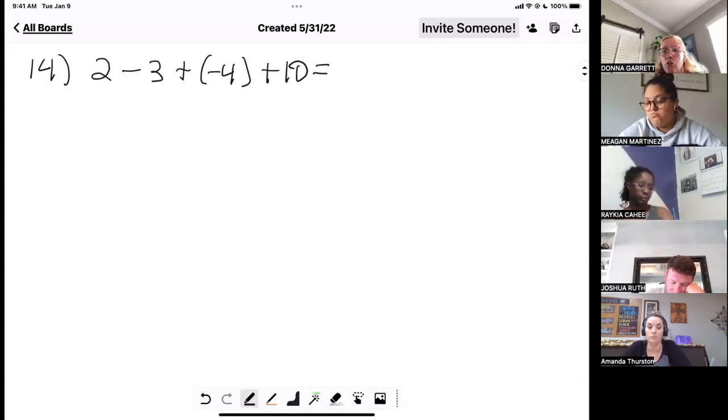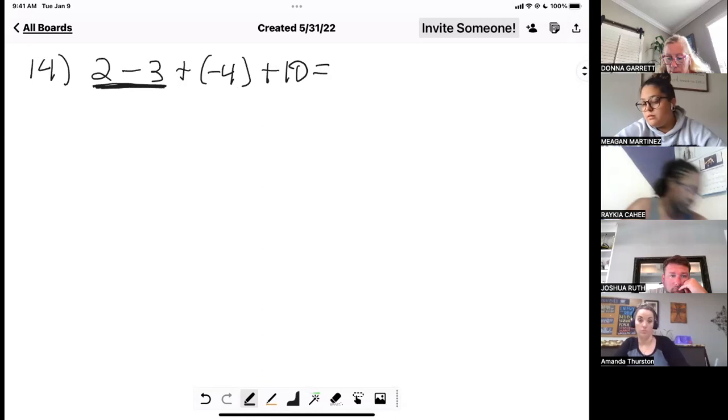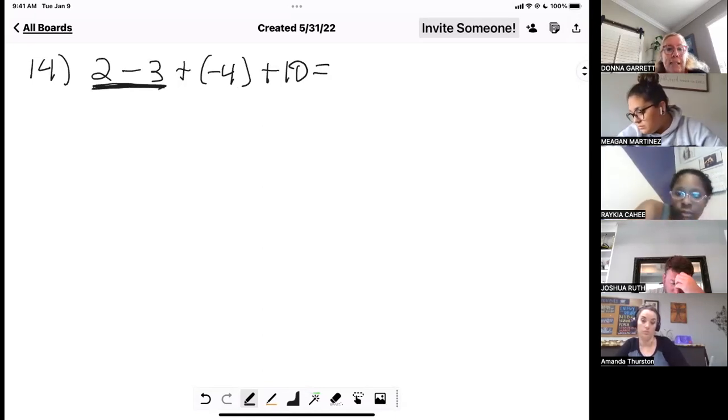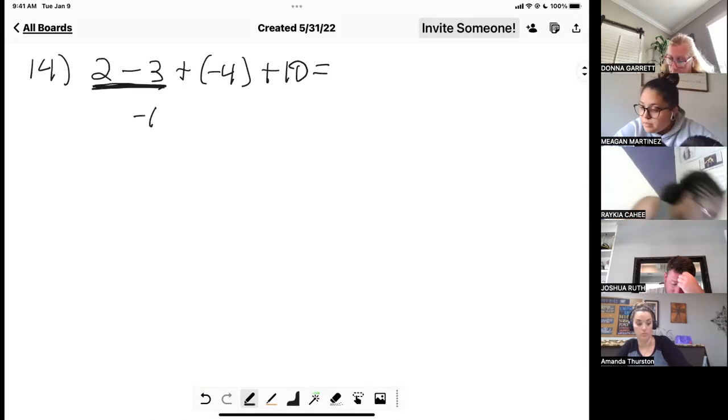So this is adding or subtracting. By order of operations, you go by whatever comes first, correct? So we're going to have to go in order. By order of operations, our minus comes first, so we need to do this first. All right, so 2 minus 3. They're opposite signs, so I subtract them. 3 minus 2 is 1, but 3 is a bigger number and 3 is negative, so that makes it negative 1.